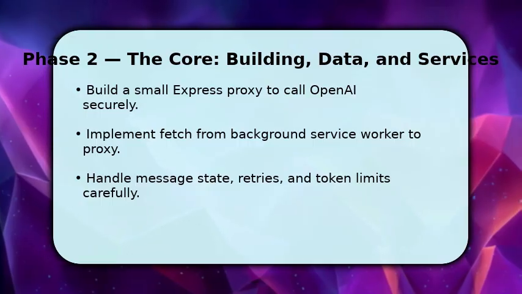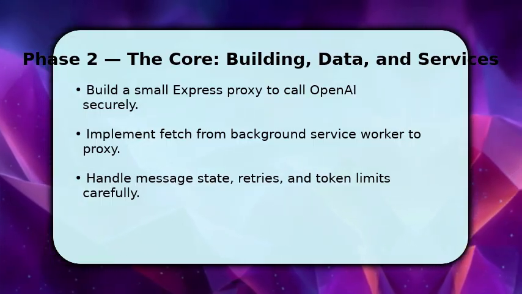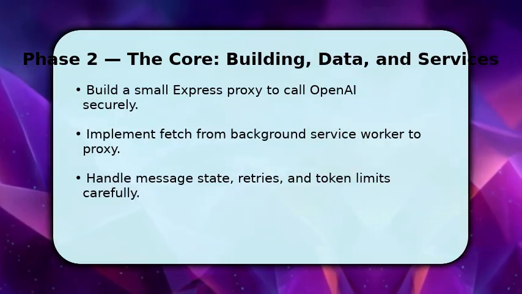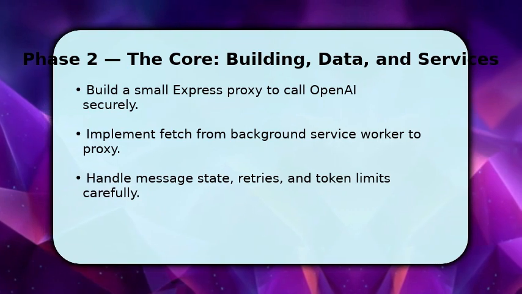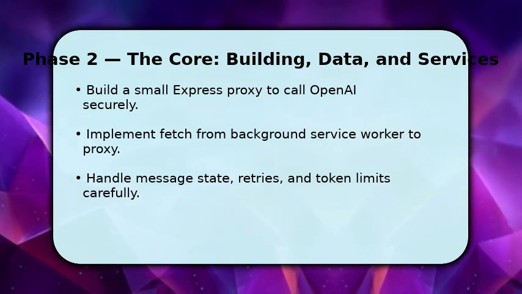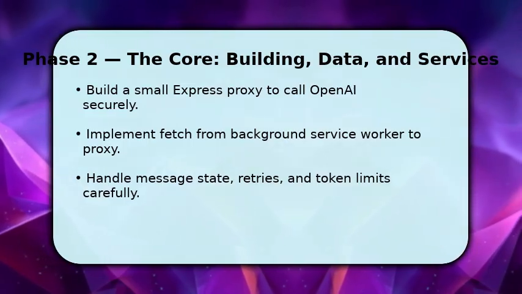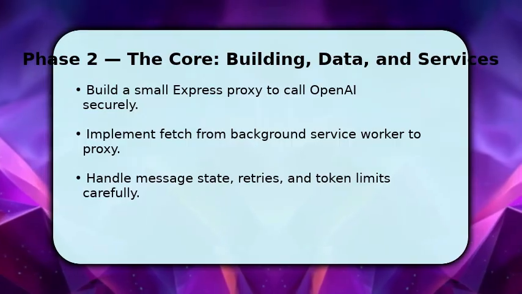metadata. Make sure to implement request queuing, retry logic, and partial responses for long outputs. Also manage token limits, trim long histories, and send only relevant context. This architecture separates concerns and lets you update AI logic without pushing extension code.